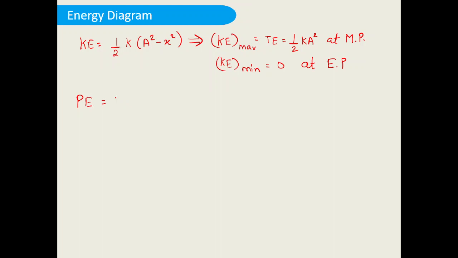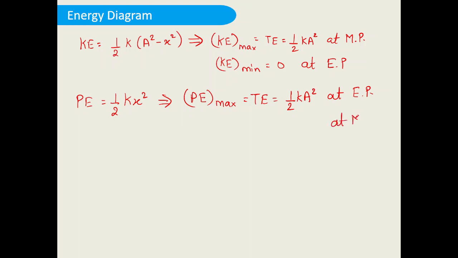If you consider potential energy, it is equal to half k x square, and the potential energy is maximum, and the maximum value is nothing but total energy, and total energy value is half k a square. This is at extreme position. The potential energy is maximum at extreme position. While at mean position, you can say the potential energy is equal to 0. Potential energy is minimum, and the minimum value is equal to 0.